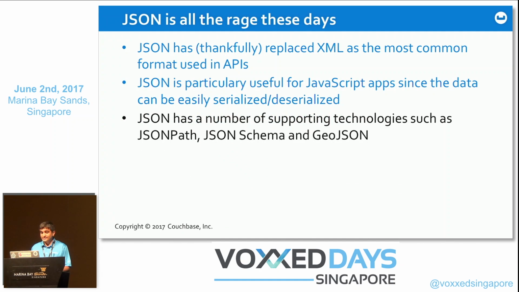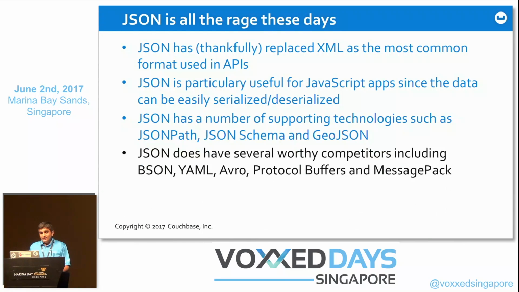Of course, it has a number of supporting technologies also, like JSON Path. It's like your XPath for XML. You have JSON Schema. JSON Schema is when you want a JSON document to conform to a particular structure. It's equivalent to DTDs or XSDs in XML.